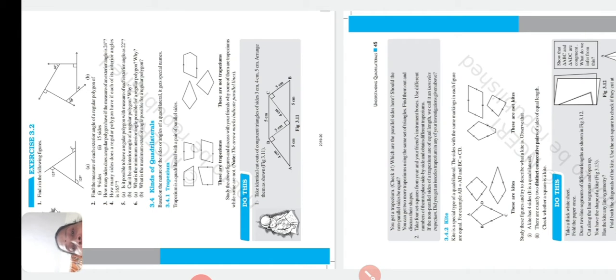Then it is called isosceles trapezium. Understand? And what about kite? In a kite, the two distinct pairs of adjacent sides are equal and the diagonals intersect at a right angle. Always, the diagonals intersect at a right angle.